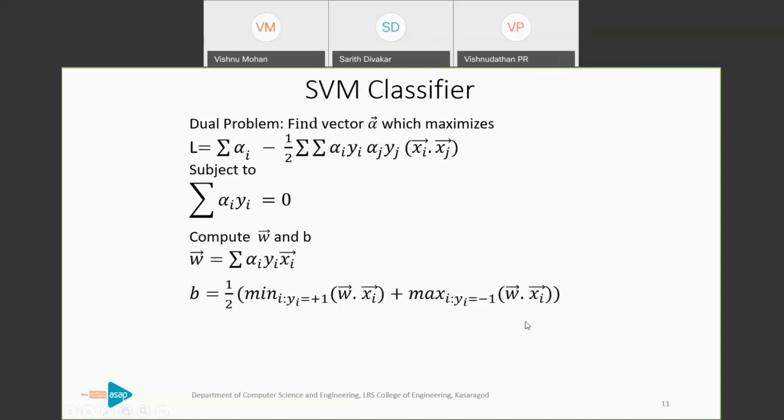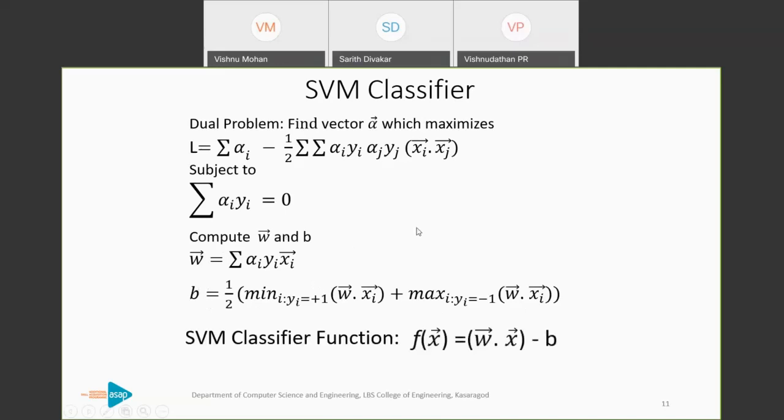The solution of B is beyond the scope of today's discussion, but it is very simple. There are many methods to solve B also. Here, for the positive samples, you take the dot product of W with the feature x i, and you take the minimum out of that. You have many features with positive labels, you take the minimum value. Here, you take the dot product of W with x i for the negative samples and take the maximum out of that, and take the average. So that will give you B. You can compute W and B in that.